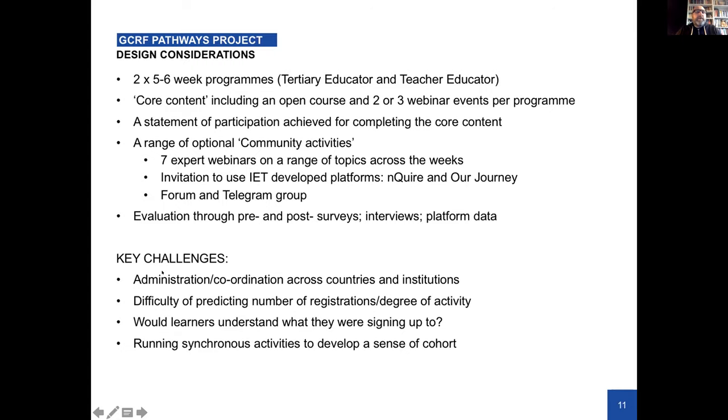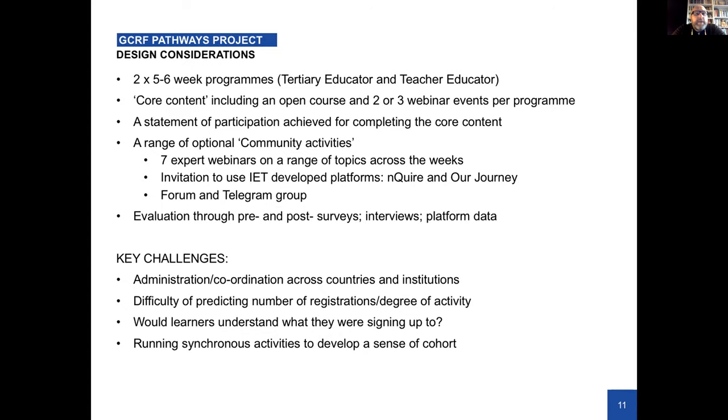So on this kind of rapid basis, these two courses were produced. Each was about 6 weeks or so of e-learning. And this comprised open materials, an open course, and a series of webinar events for each program. And there were also different community activities. So in addition to the webinars that were there to support the content, there were guest speakers coming in to talk about different topics.